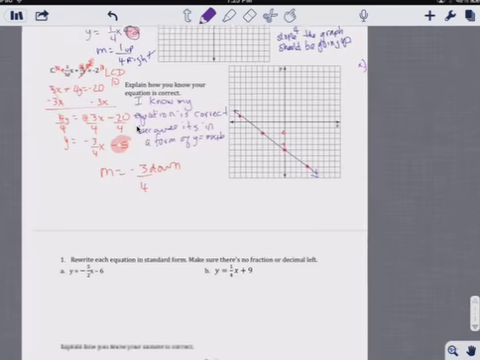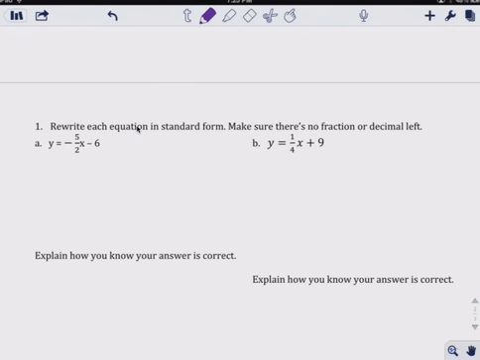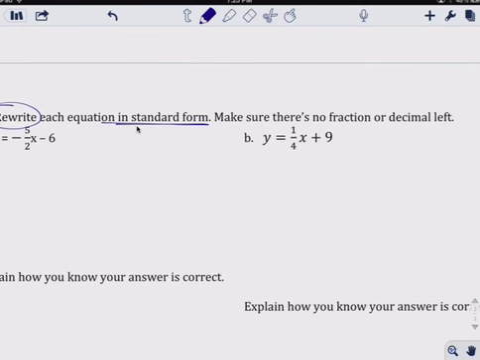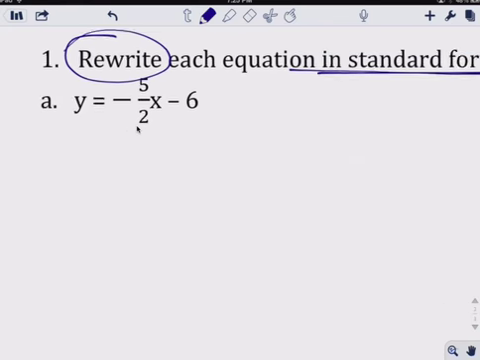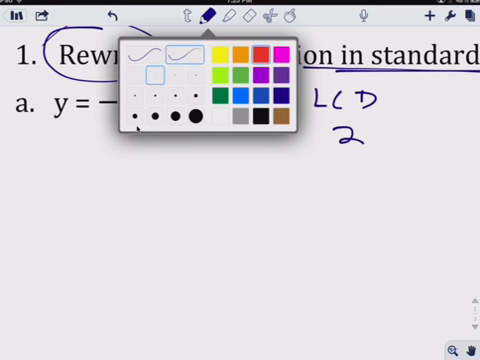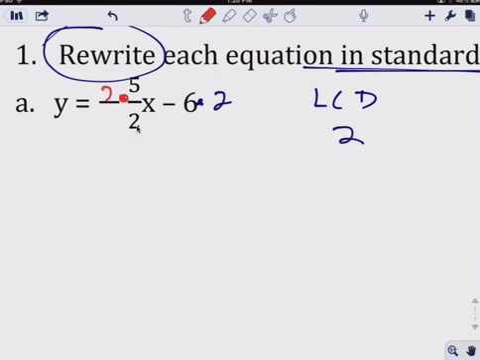Okay? Okay, backside. Backside's even easier. Okay? So rewrite. They want you to rewrite is a direction here. We need to answer that equation in standard form. Make sure there's no fraction or decimal. Okay? Well, there's a fraction. We don't want it. How do we get rid of fraction? We multiply everything by the least common denominator 2 here. Times 2, times 2, times 2. We get 2y equals negative 5x minus 12.